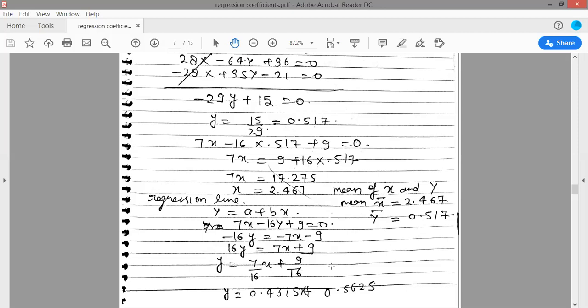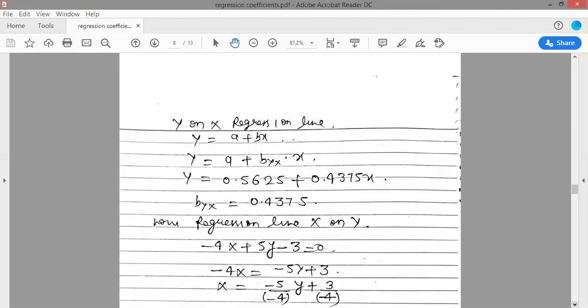This equation is of the form y is equal to a plus bx. So you are getting y is equal to 0.4375x plus 0.5625, right?